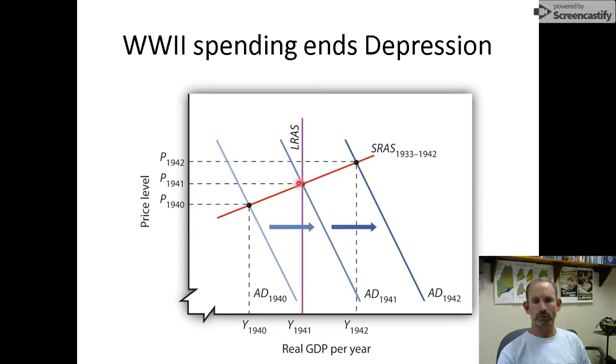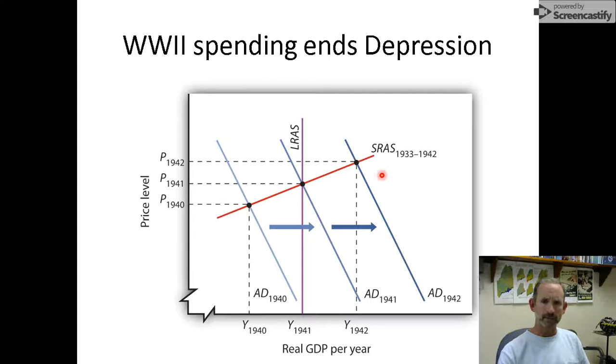In 1941, we start prepping for war, and the government starts spending a lot of money. That increases aggregate demand because government is a component of aggregate demand. So by 1941, we were back to about full employment, full output. Further defense spending as the war really ramped up in '42 pushed us up into inflationary gaps and beyond our full employment level.